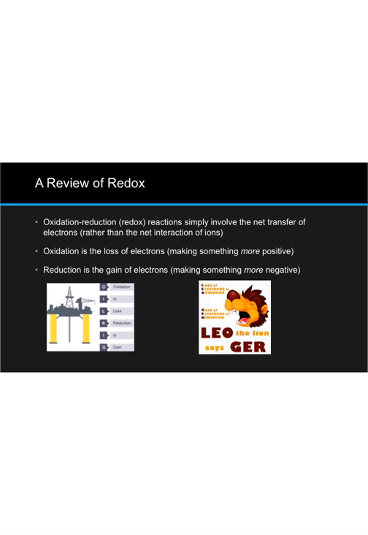There are two mnemonics that we could use to keep these processes in mind. Either OIL RIG, oxidation is loss, reduction is gain, or LEO the lion says GER. Loss of electrons means oxidation, gain of electrons means reduction.